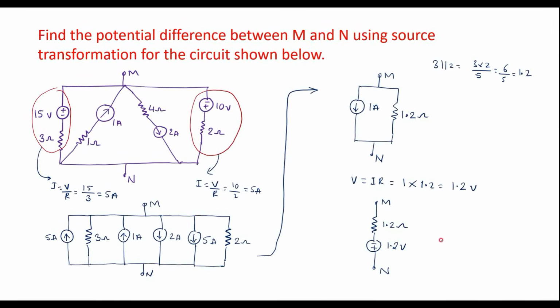So therefore, the potential difference between M and N is, say, Vmn is equal to minus 1.2. That is, if we consider M to N, the voltage is minus 1.2. This is the required solution.